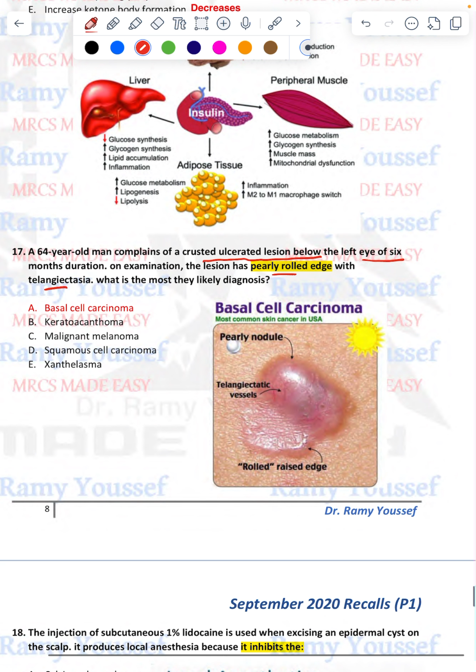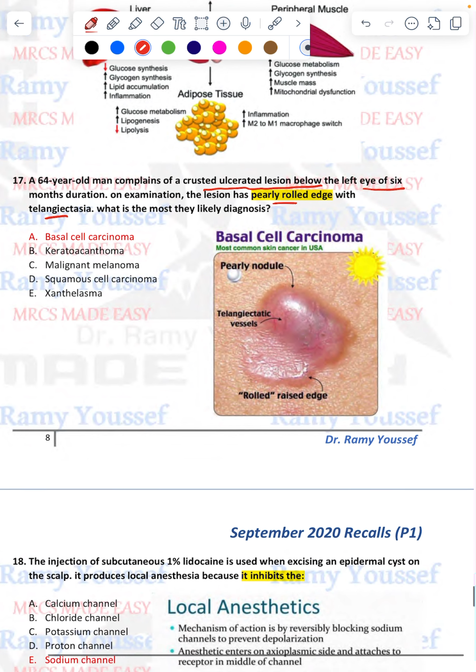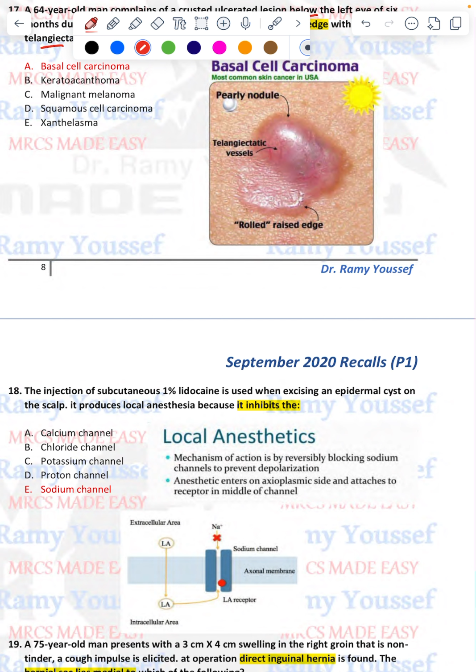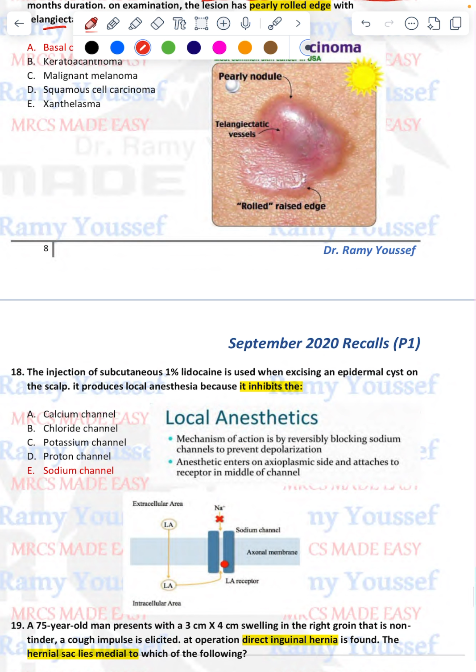Injection of subcutaneous lidocaine when excising an epidermal cyst of the scalp produces local anesthesia because it inhibits the sodium channel. That is the basic thing. Sodium is inhibited from going inside, so receptors cannot activate an action potential.